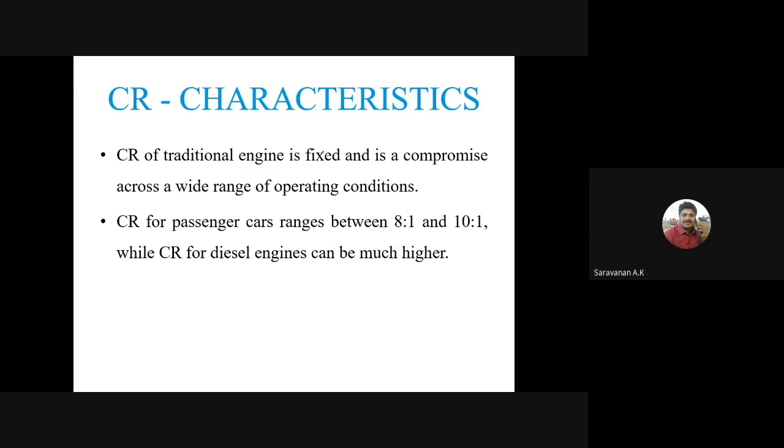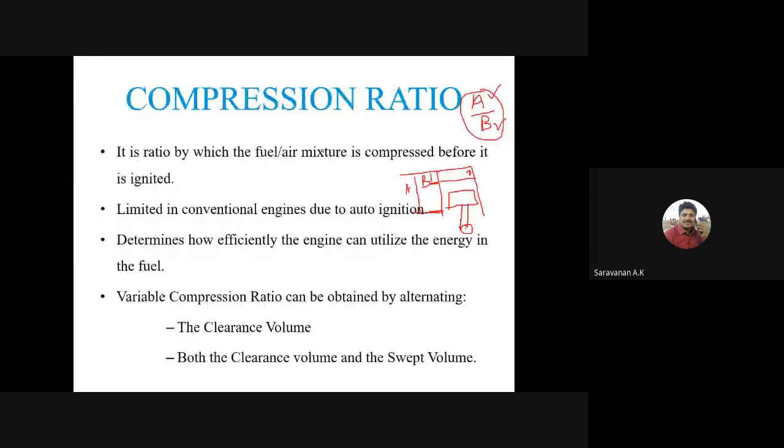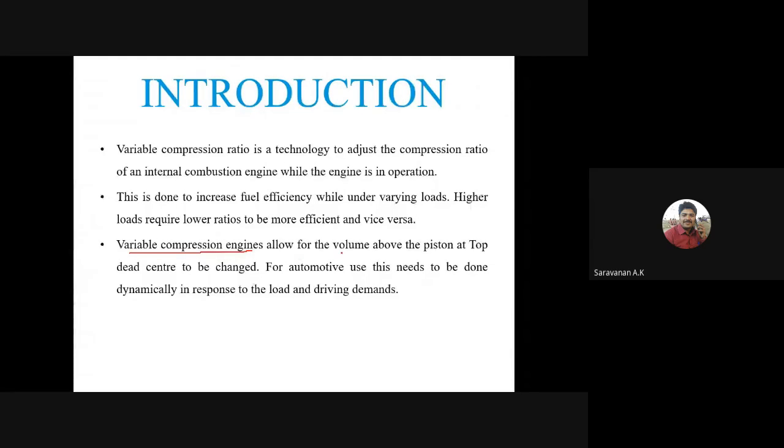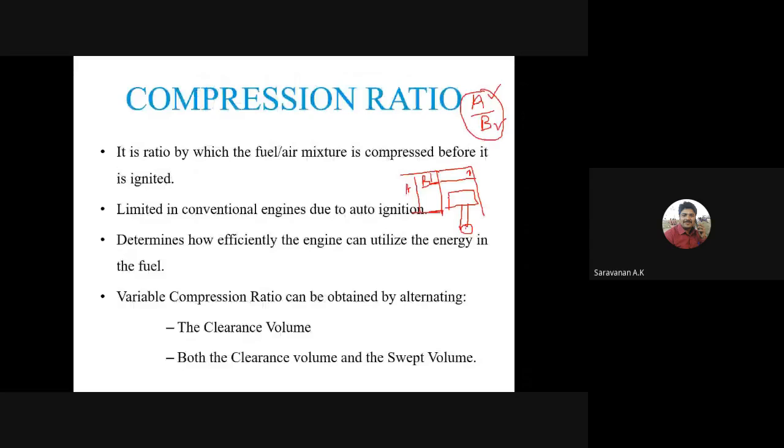So you can see here, the variable compression ratio engines allow the volume above the piston at the top dead center to change. Above the piston, this area, this volume. The variable compression ratio depends on this volume. So how will the volume change, and what modifications do we have to make for this condition? That we can see in the VCR engines, right?